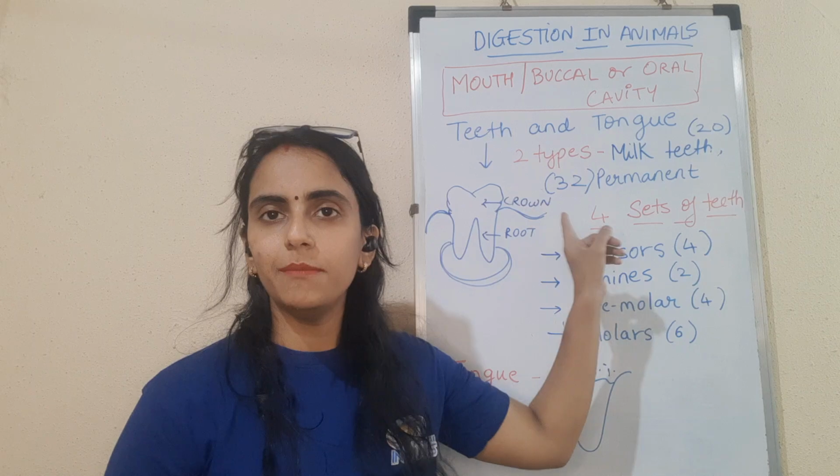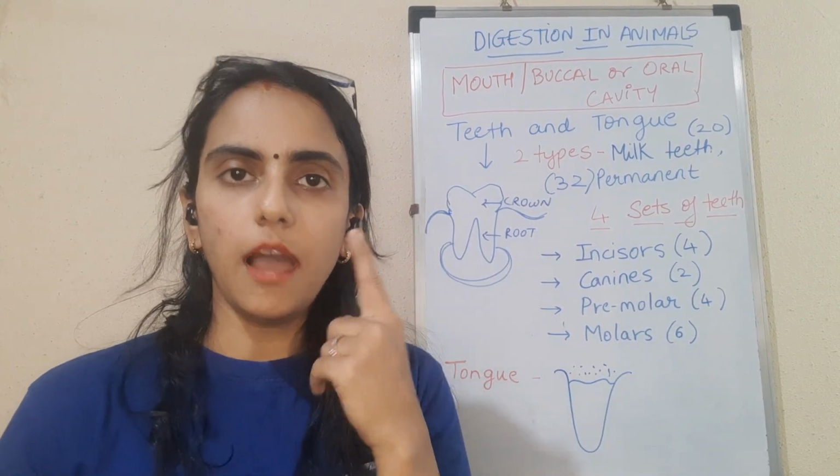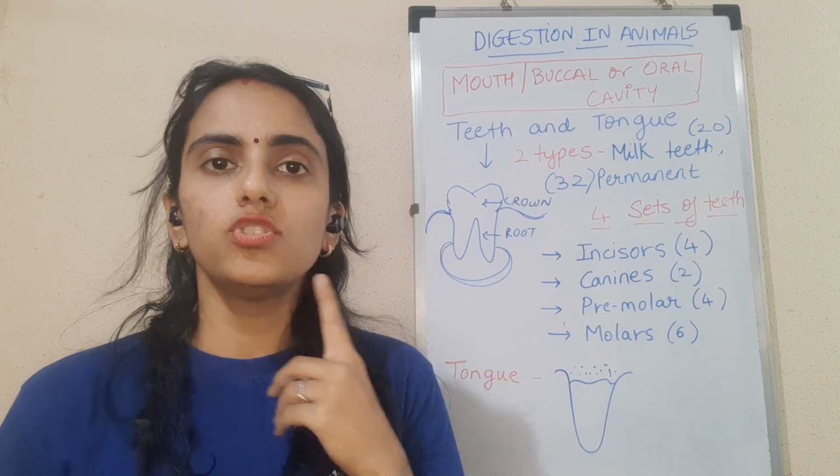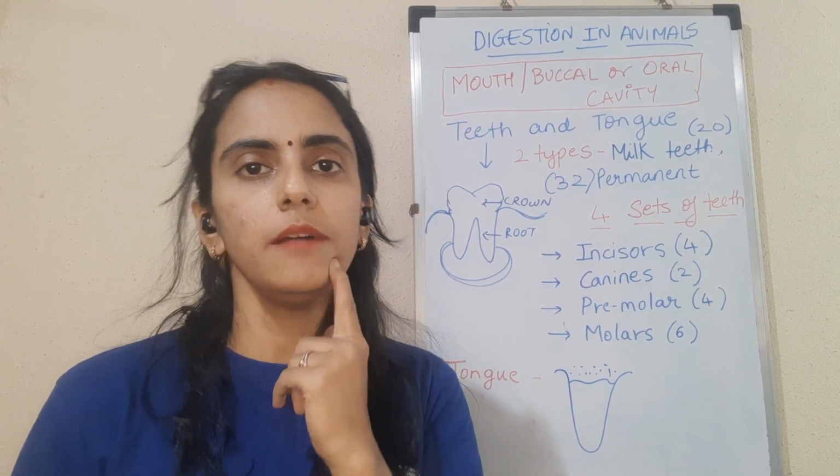These 32 permanent teeth are divided 16 in each jaw. We have the upper jaw and we have the lower jaw. So there are 16 teeth present in the upper jaw and 16 teeth present in the lower jaw.